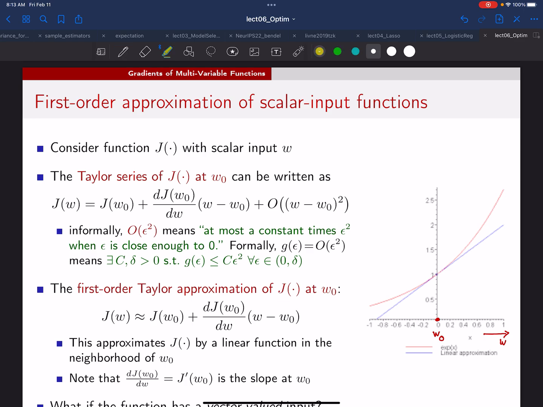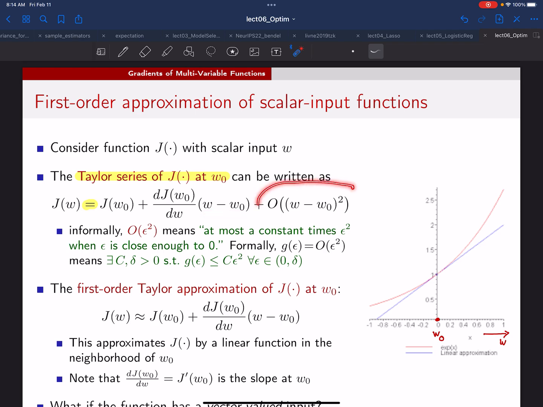So one way we can write the function is through a Taylor series. And a Taylor series, this is an equality. So we're saying that the function at any point W equals the function at the reference point, which is just a constant, plus a linear term, and this looks at the slope at the reference point, and then the deviation of W from the reference point.